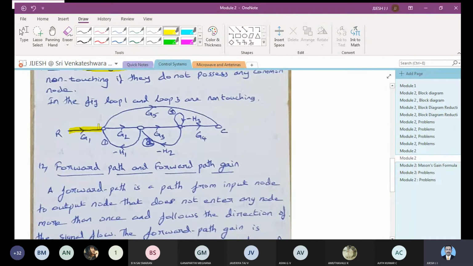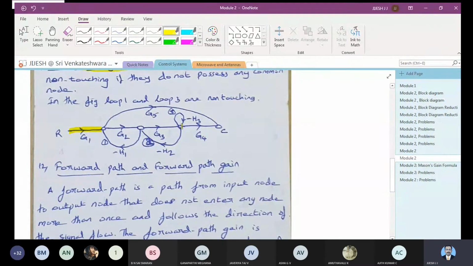So you have to reach C. This point you should reach from the input and your node should not get repeated. How many forward paths are there? Any one of you can just tell? 2, sir. Only 2 are there. You should not repeat the nodes once again in a forward path.